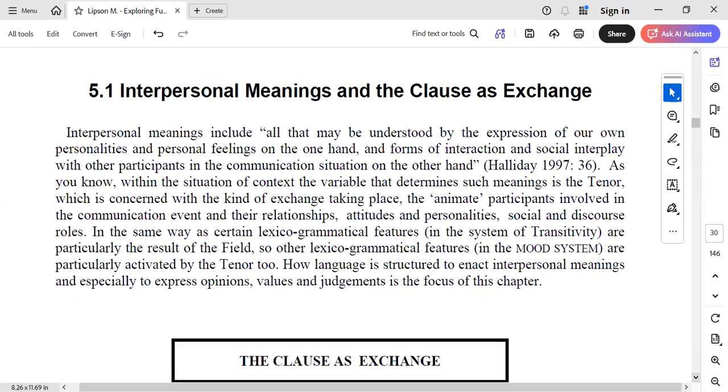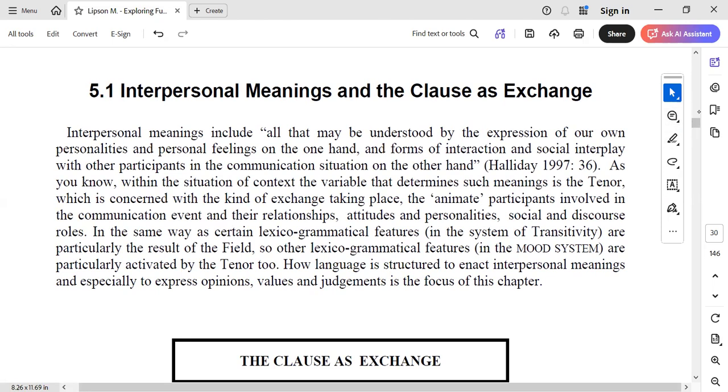Interpersonal meanings and clauses as exchange. Interpersonal meanings include all that may be understood by the expression of our own personalities and personal feelings on the one hand, and forms of interaction and social interplay with other participants in the communication situation on the other hand. As you know, within the context of situation, the variable that determines such meaning is the tenor. You already know what tenor is. We discussed that. Can anyone tell me what is tenor?